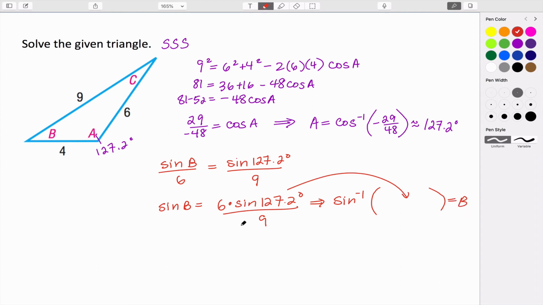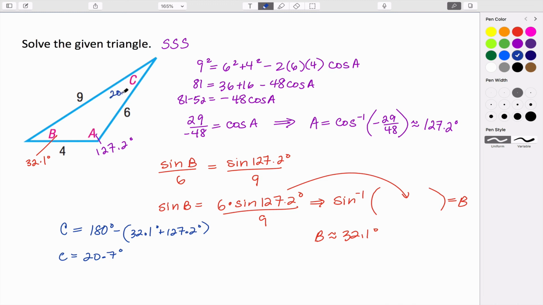So when I plug this in to my calculator, I get that the measure of angle B is about 32.1 degrees. So this is about 32.1 degrees, which means to find the last angle measure, the measure of angle C, it's just 180 degrees minus the sum of these two, 32.1 plus 127.2. And that's going to be, the measure of angle C is going to be 20.7 degrees. So this is 20.7 degrees.